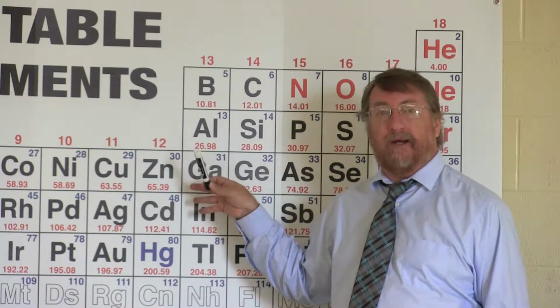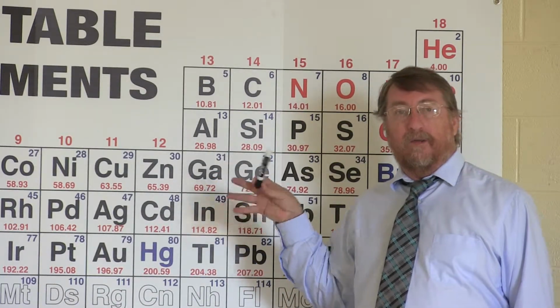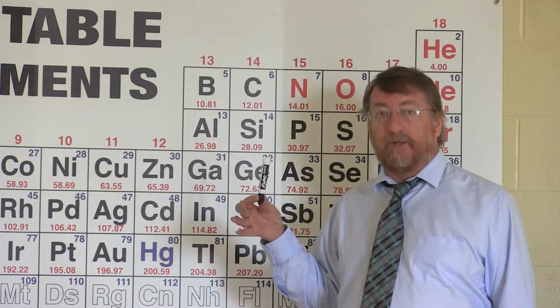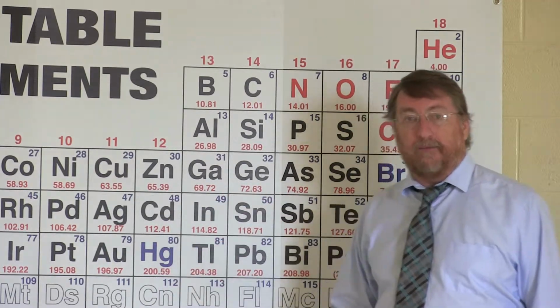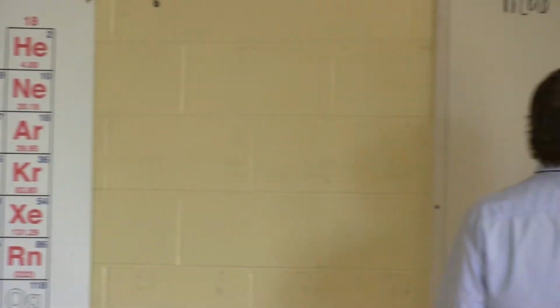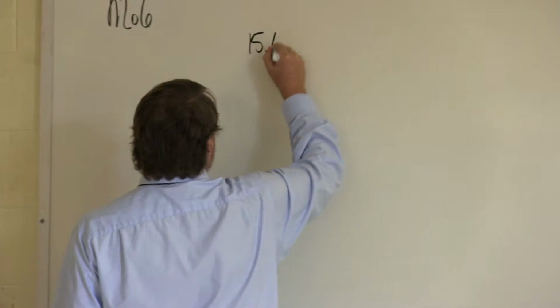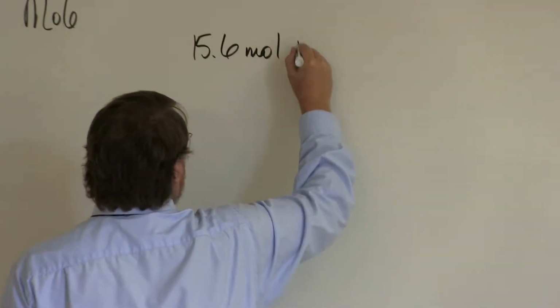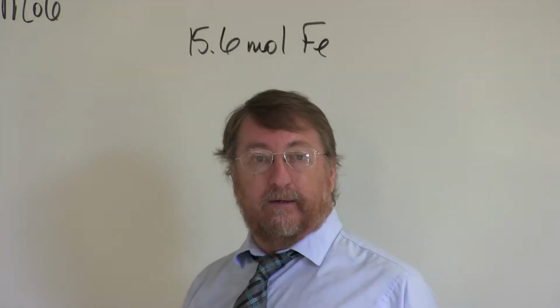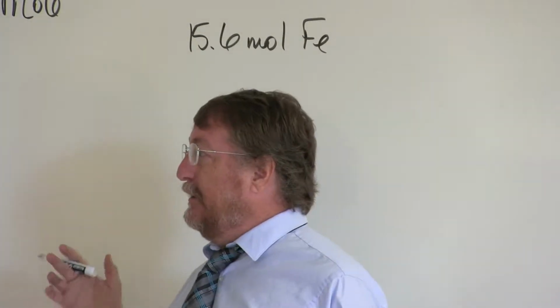So I'm going to look at the periodic table and tell the mass conversion, either going moles to grams or grams to moles, right from the periodic table. So let's do a couple problems. First problem, we have 15.6 moles of iron. And I want to know how much it is going to weigh, okay?